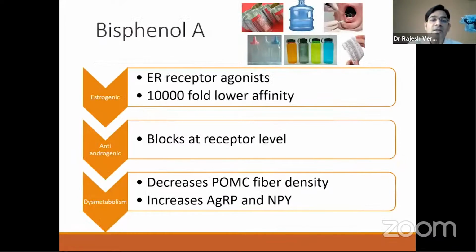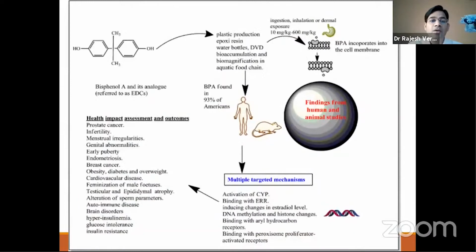Second important EDC is bisphenol A. It has got estrogenic properties. It has also got anti-androgenic properties, blocking at the receptor level. It causes dysmetabolism, decreases POMC fiber density, and increases agouti-related peptide and neuropeptide Y. So this is how bisphenol A works. And this is the chemical structure of bisphenol A.